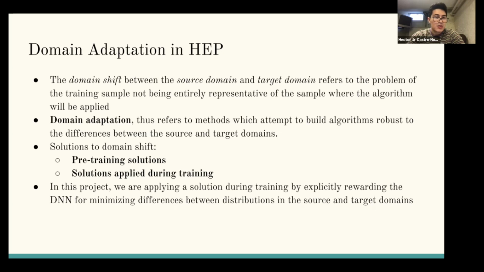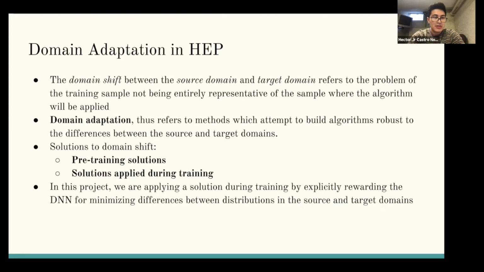The domain shift between the source domain and target domain refers to the problem of the training sample not being entirely representative of the sample where the algorithm will be applied. Domain adaptation, thus, refers to methods which attempt to build algorithms robust to differences between the source and target domains. Solutions are usually applied pre-training or during training. Pre-training solutions focus on transforming features in the source domain to be more representative of the target domain, while solutions applied during training typically add a component to the loss function, which rewards invariance between the source and target domains.